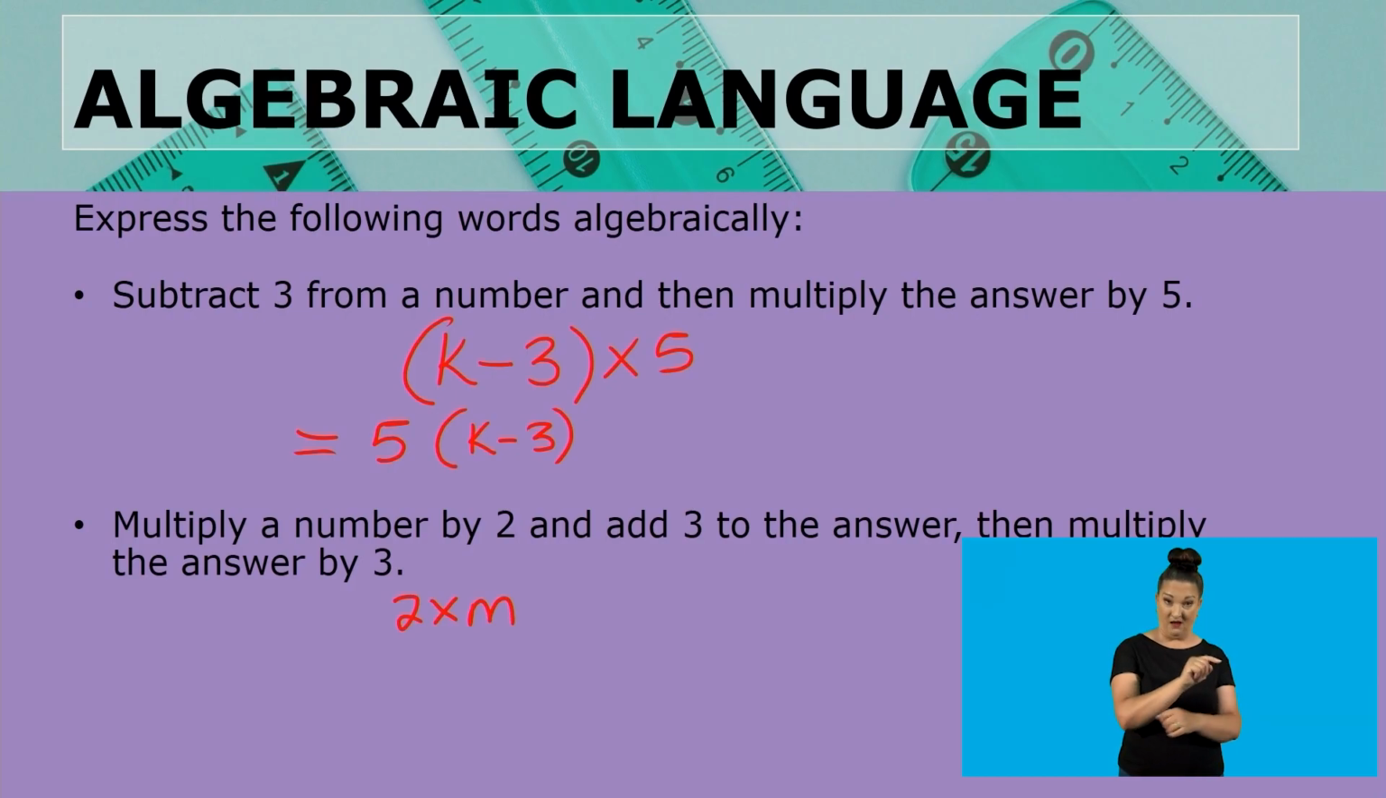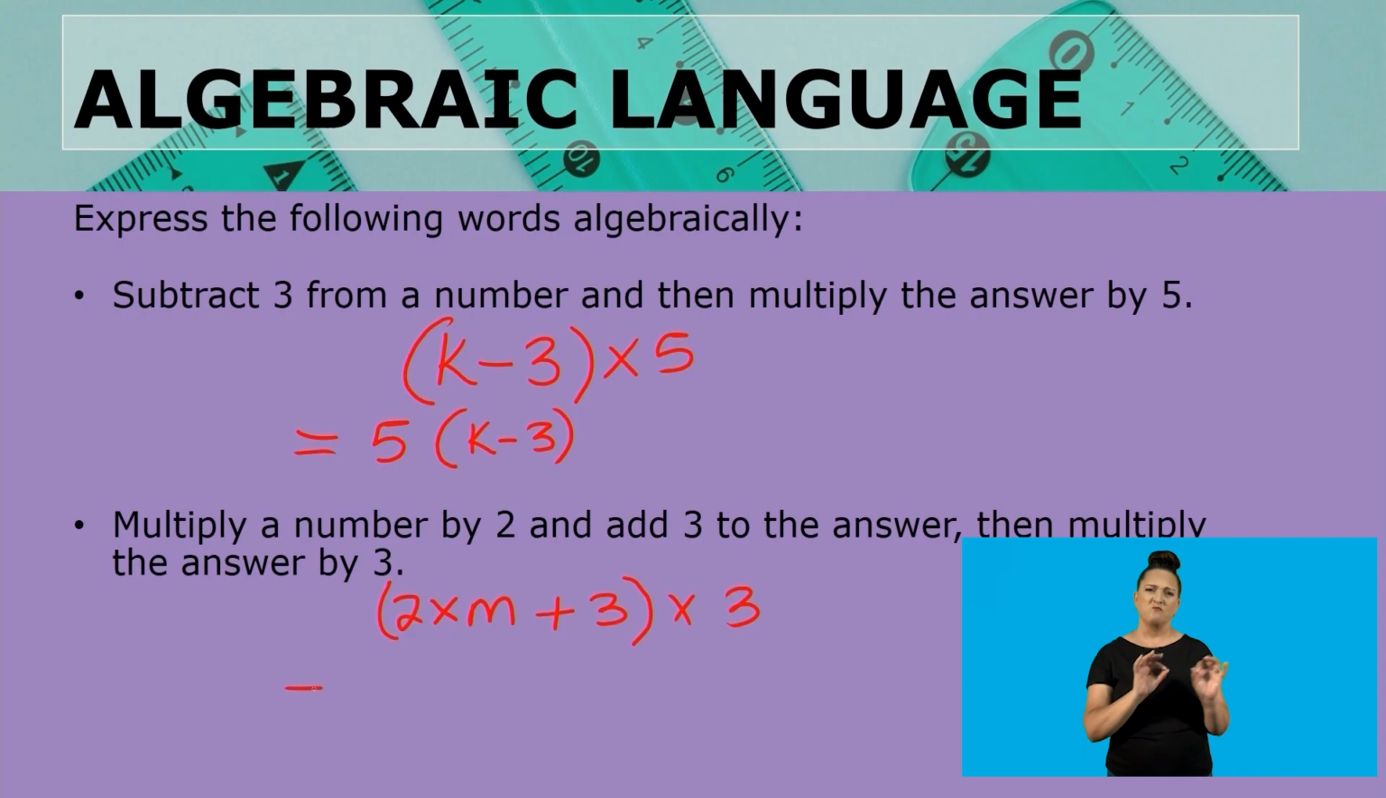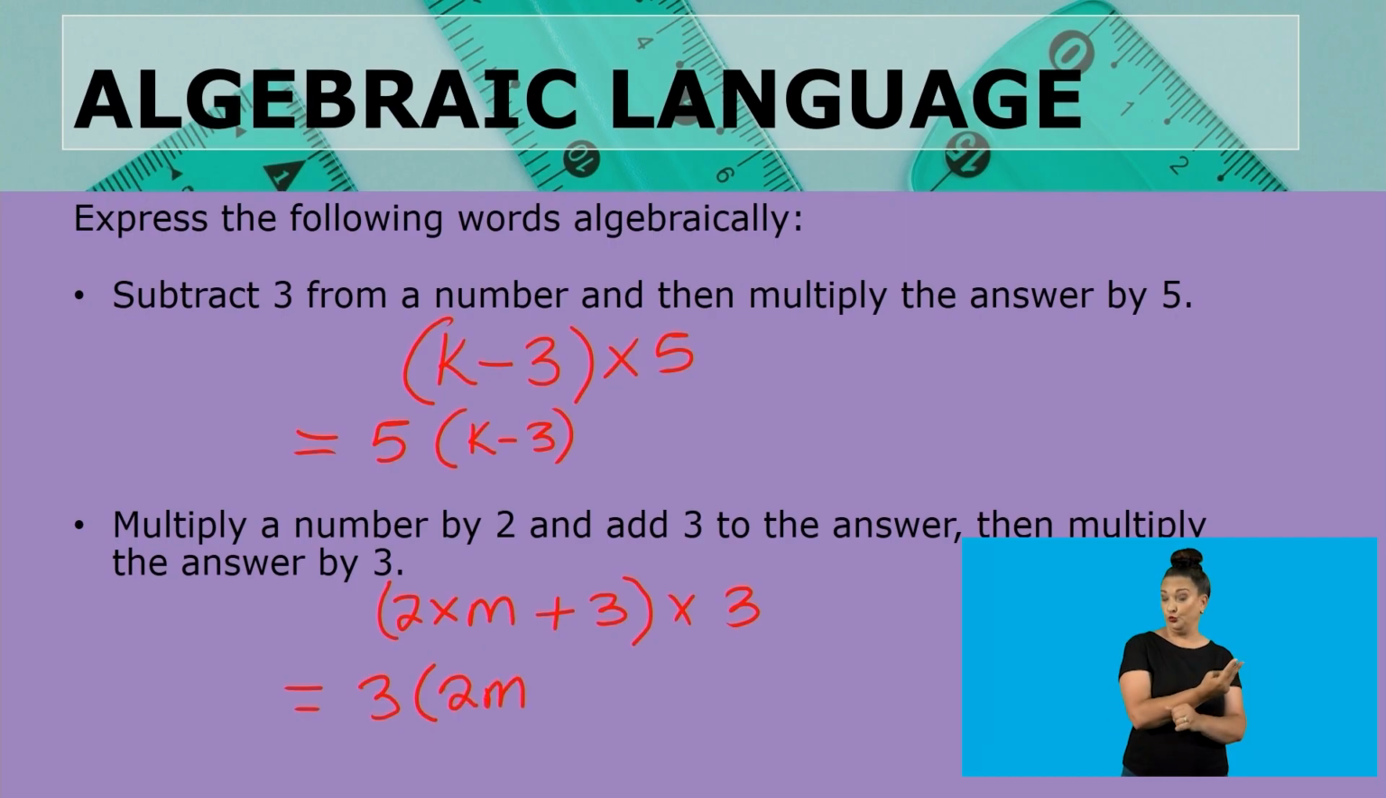And add 3 to the answer. So we are going to add 3 to that answer. And then multiply the answer by 3. So after everything has been done here, we are going to then multiply by 3. But let's rewrite this properly so that it is presentable. Firstly, we know that the last thing we are doing is to multiply by 3. Everything that's in the bracket has to happen first. What happened in the bracket? We multiplied a number by 2, and that is going to be our 2m. Then we added 3. And in the end, we multiplied the whole answer by 3.